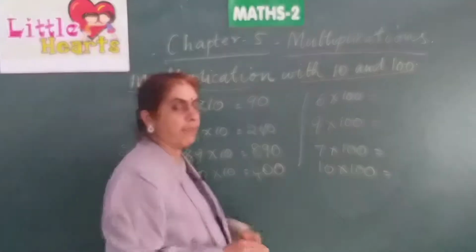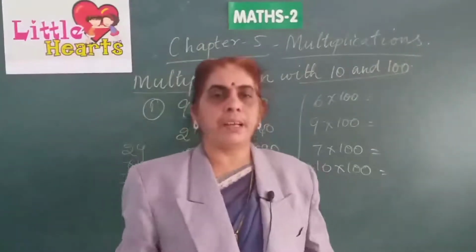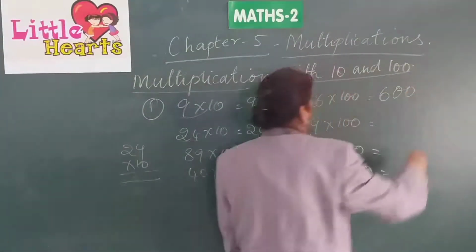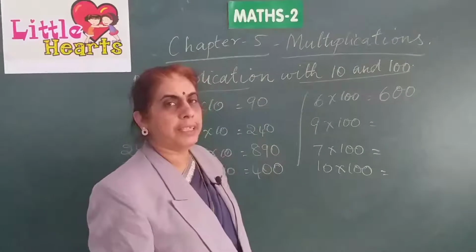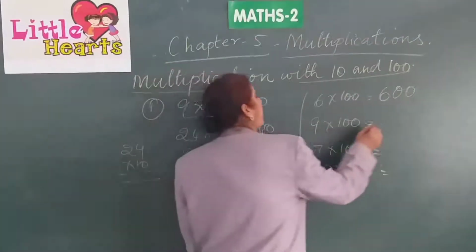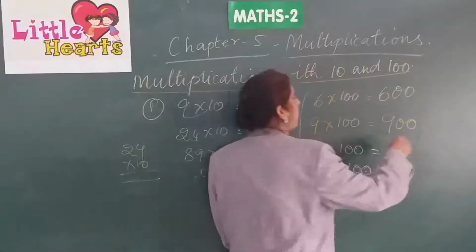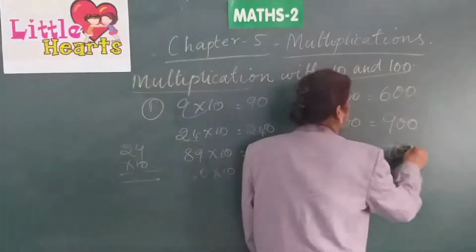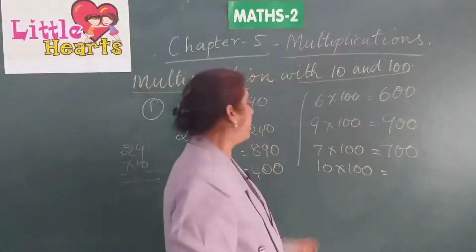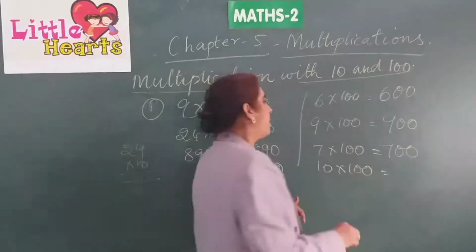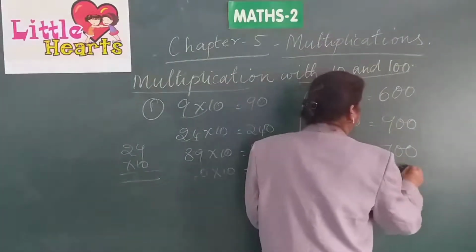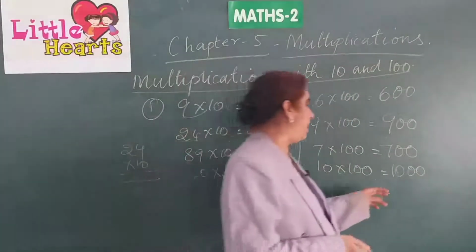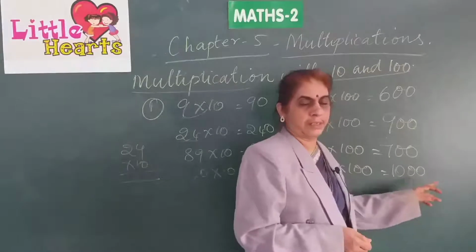And in the same way, when you multiply any number by 100, the given number is followed by 2 zeros. 6 into 100, 600. 9 into 100, 9 followed by 2 zeros, that is 900. 7 into 100, 700. 10 into 100, 10 followed by 2 zeros, that is 10 hundreds, or 1000. We call it 1000.